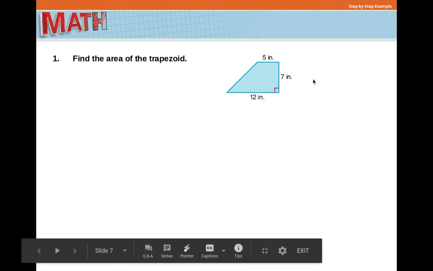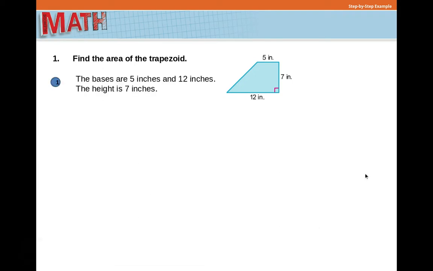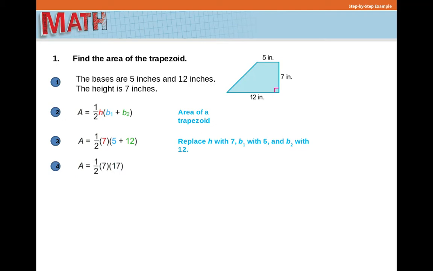Let's do it. 5 is base 1, 12 is base 2, and the height is going to be 7. You're going to take half of the height and multiply that by the base. So again, I would just do height divided by 2 and then multiply that by whatever you get for the sum of the two bases. So the height is 7. 7 divided by 2 is 3.5. 5 plus 12 is 17. So then I would literally do 17 times 3.5.